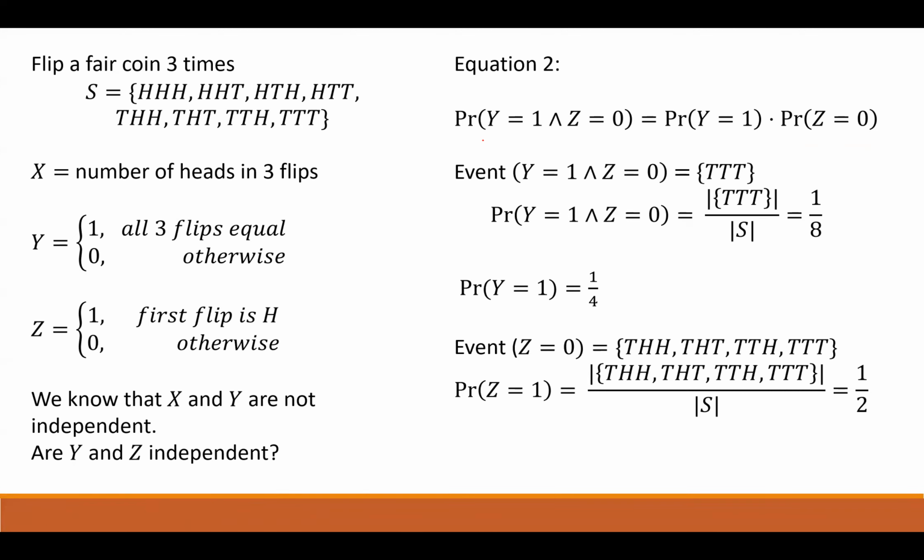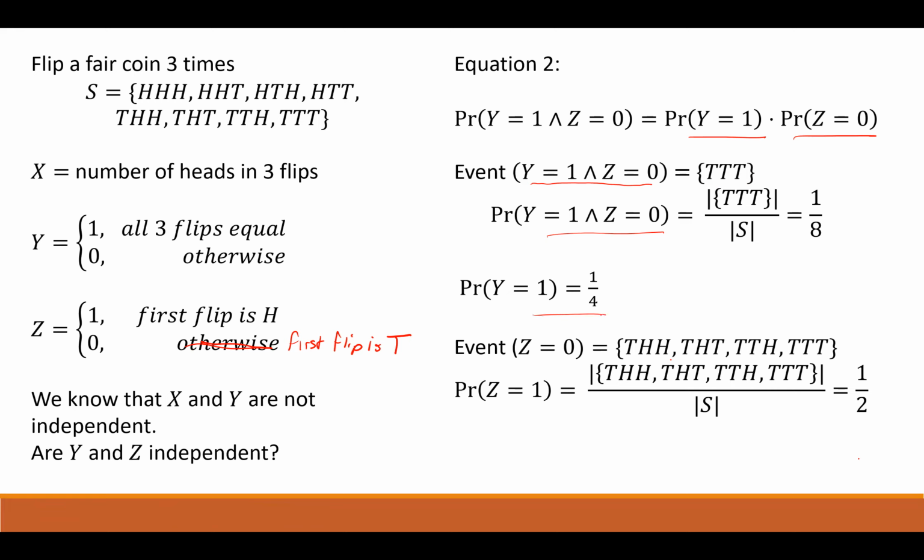I guess I got rid of my animations on this, but that's fine. Y equals 1 and z equals 0. Again, this is probability 1/2. This is probability 1/4. If I look at the intersection, y equals 1 and z equals 0, this is as if I said the first flip is tails. So y equals 1 is all three flips are the same, and z equals 0 is that the first flip is tails. So I have this outcome. So yeah, then the probability is 1/8, size of the event over the size of the sample space.